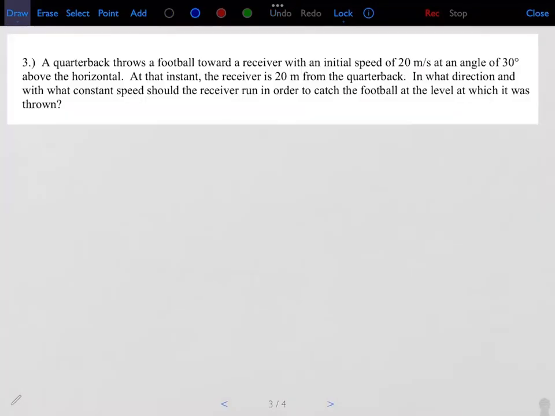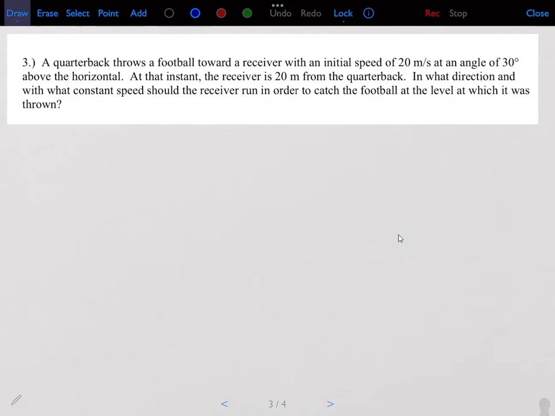Okay, next question. You're told a quarterback throws a football toward a receiver with an initial speed of 20 meters per second at an angle of 30 degrees above the horizontal. At that instant, the receiver is 20 meters from the quarterback. In what direction and with what constant speed should the receiver run in order to catch the football at the level at which it was thrown?